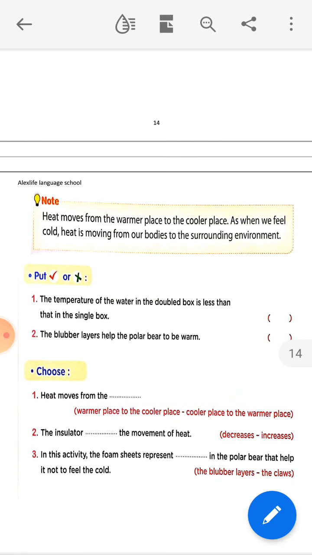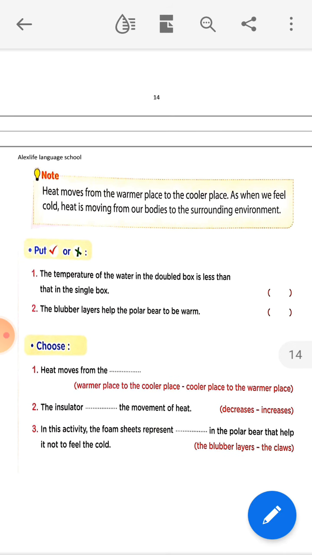Now we should say that heat moves from a warmer place to a cooler place. As when we feel cold, heat is moved from our bodies to the surrounding environment. Let's take an example. When your hands are very cold and you touch a hot cup of tea, you feel very hot. Why? Because the heat transferred from the hot cup of tea to your hand. Okay? Not the opposite.